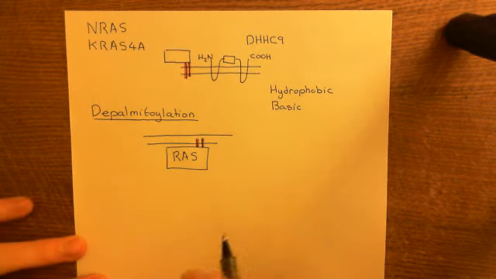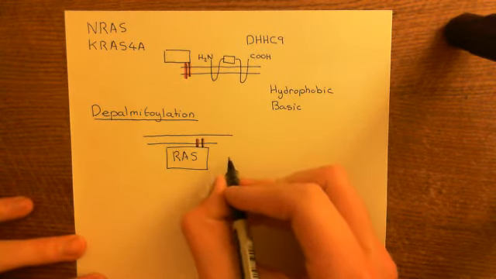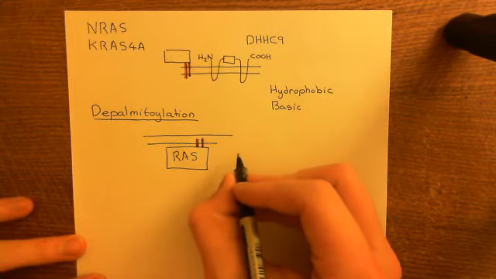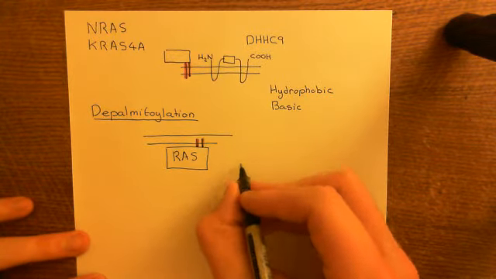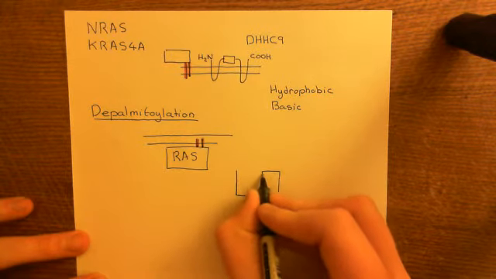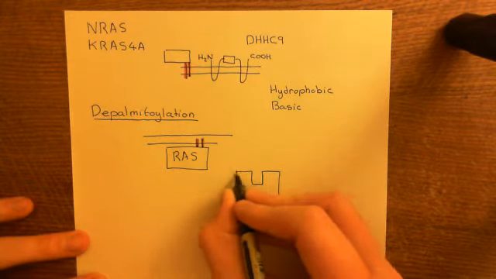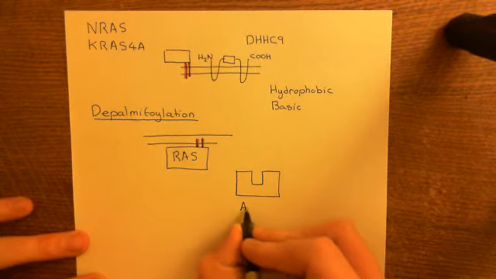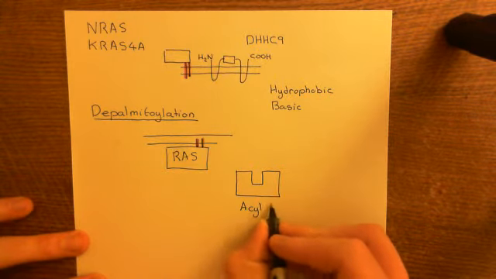And basically, it ends up going back to the Golgi. Okay, so which enzymes can do this? Well, basically there is an enzyme which is in the cytoplasm of the cell, and I'll draw it as a typical enzyme structure here, which is known as acyl protein thioesterase.